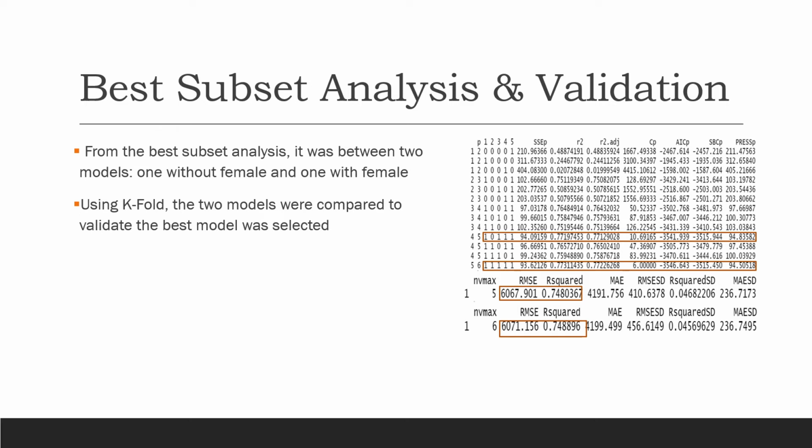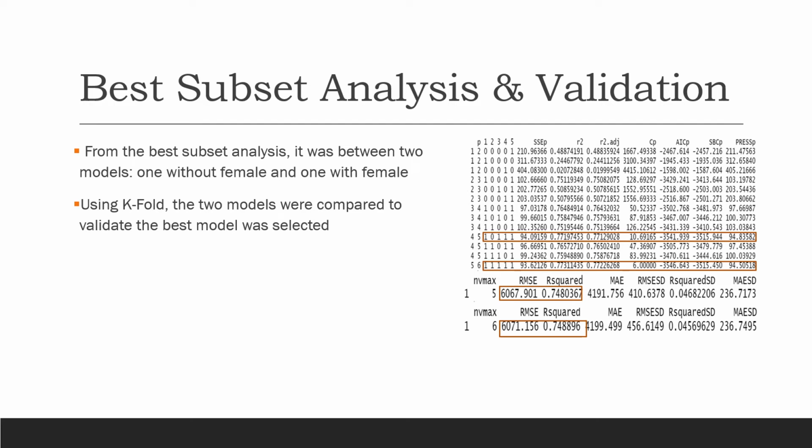For example, when examining dropping female, the SSE value increased to 94.09159, while the AIC value decreased to negative 354.1.939. From this, it was determined that k-fold validation would be used to determine which model would be best.